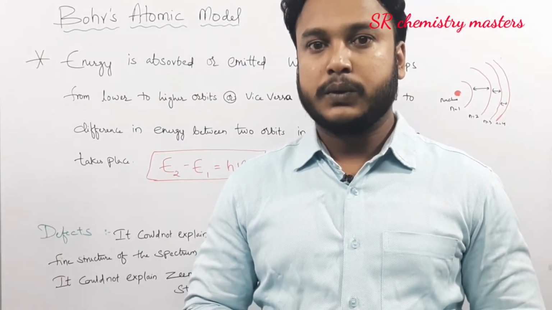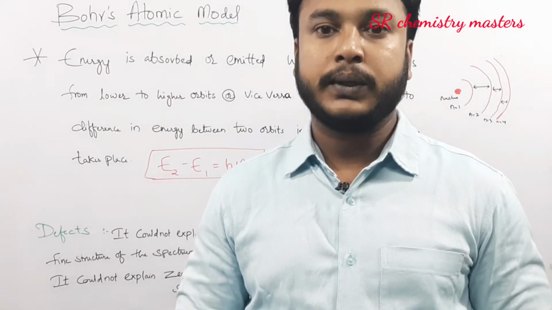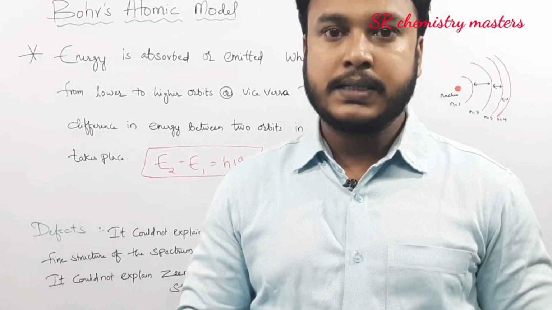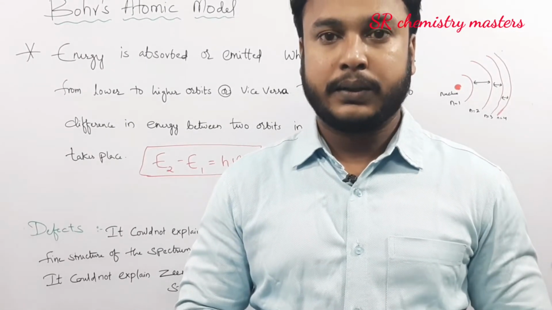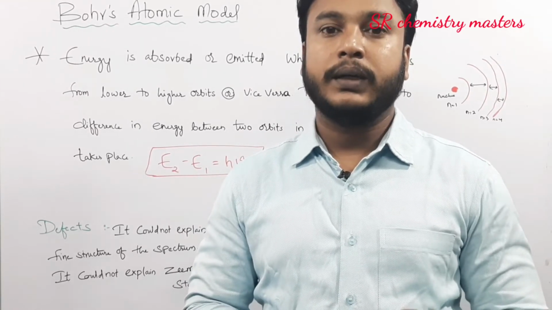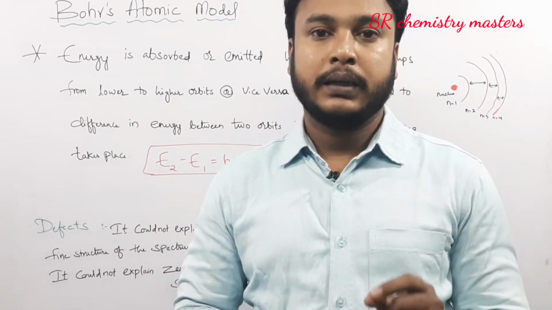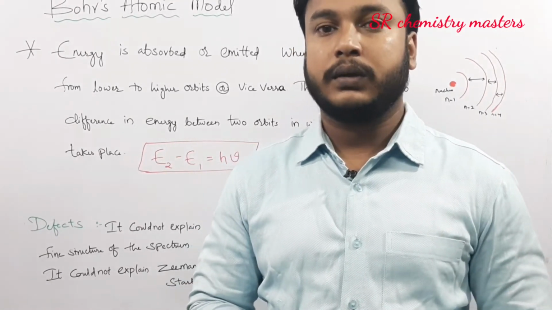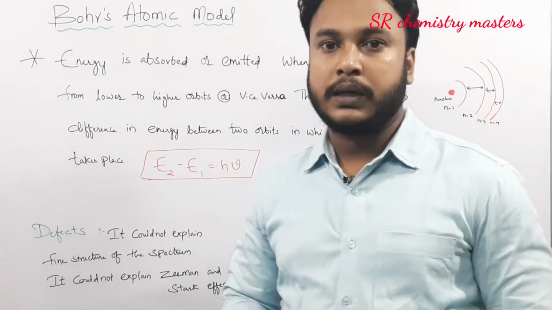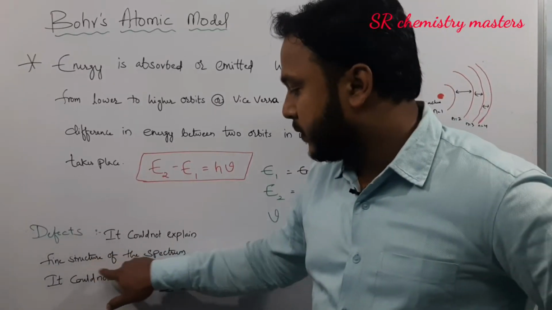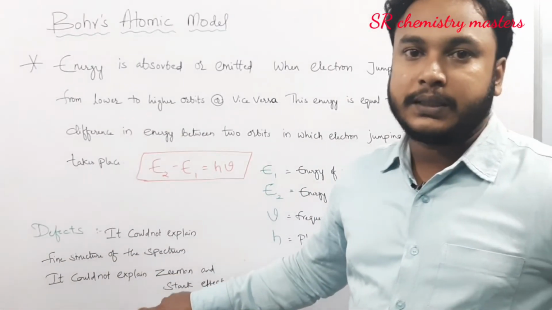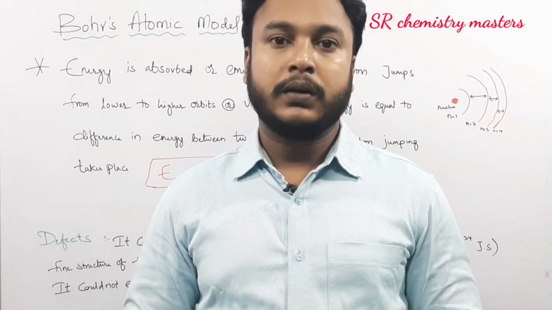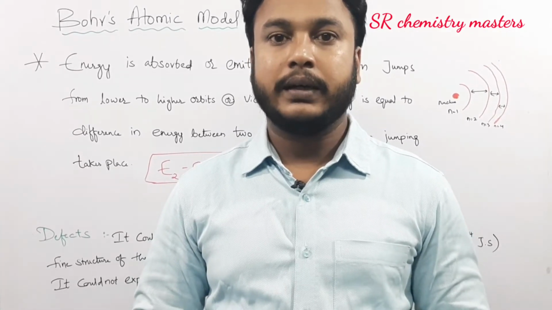Lastly, the demerits of Bohr's atomic model. Bohr's atomic model could only explain the spectrum of the hydrogen atom and ions similar to the hydrogen atom, or the ions which have only one electron. It could not explain the spectra of ions or atoms with more than one electron. The other demerits of Bohr's model are: it could not explain the fine structure of the spectrum, and it could not explain the Zeeman effect and Stark effect, that is, the splitting of spectral lines in the presence of magnetic and electric fields.